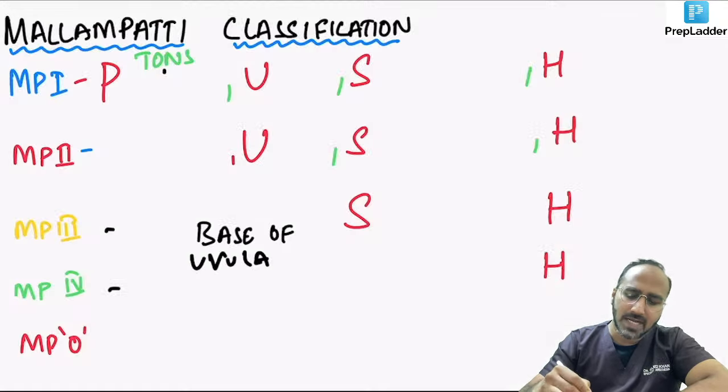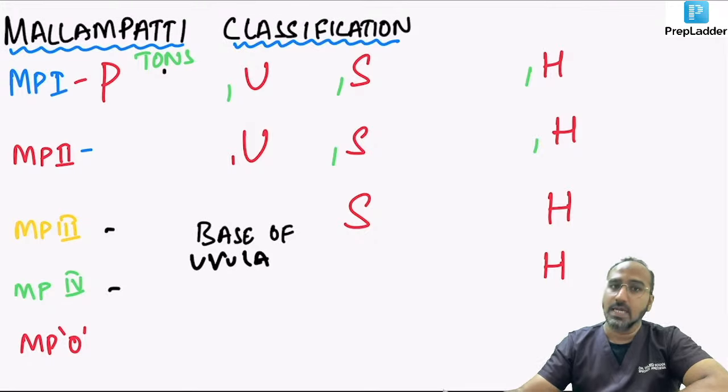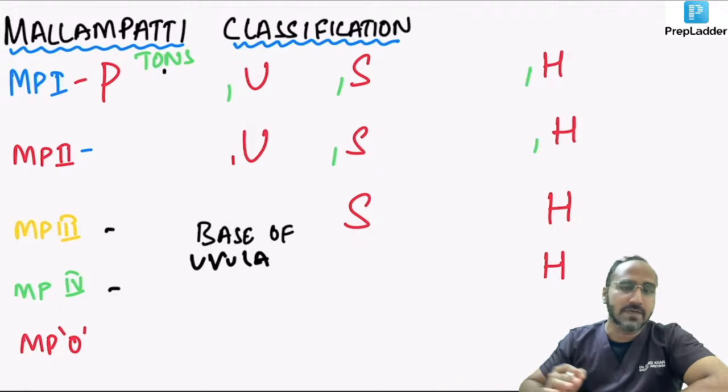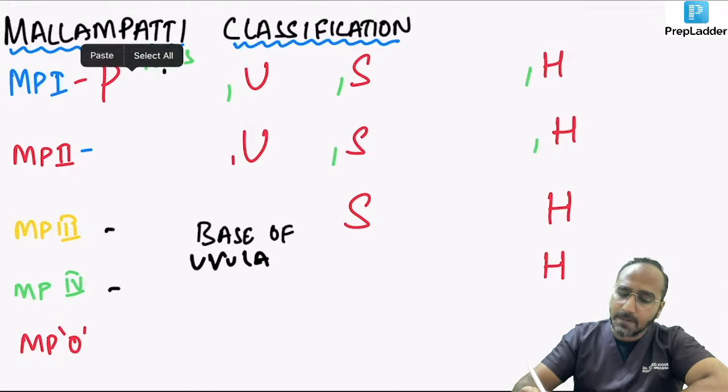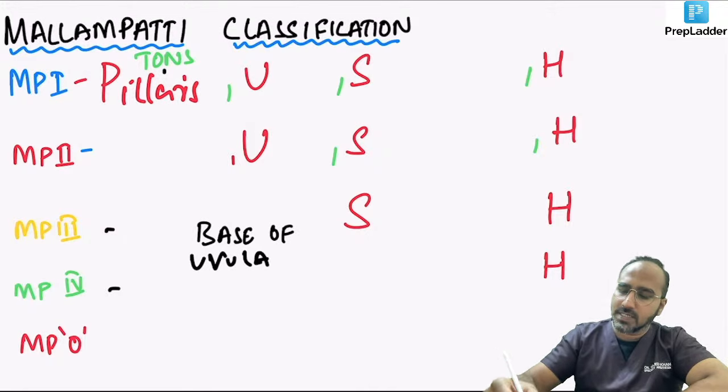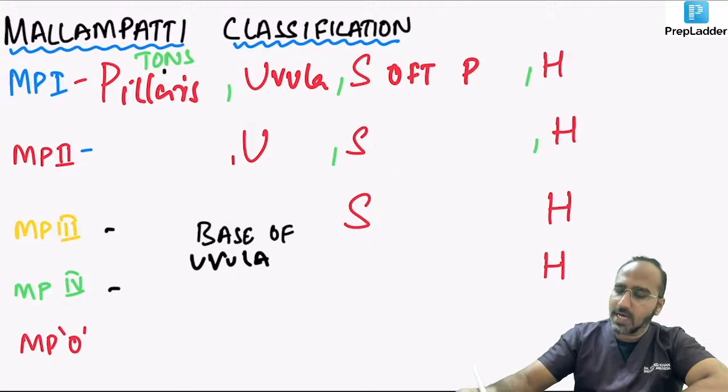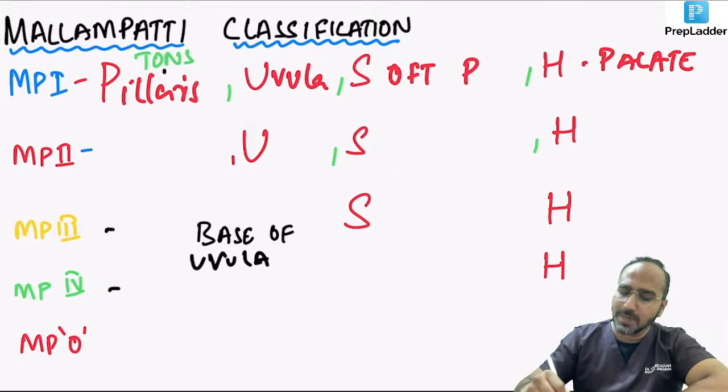Remember, guys, in the Mallampati classification there are 4 classes: Mallampati 1, 2, 3 and 4. In the PAC, the Mallampati classification plays a very important role in airway assessment. When do you call Mallampati class 1? When the patient opens his mouth and you are able to see all the structures: tonsillar pillars, uvula, soft palate and hard palate. That is class 1.